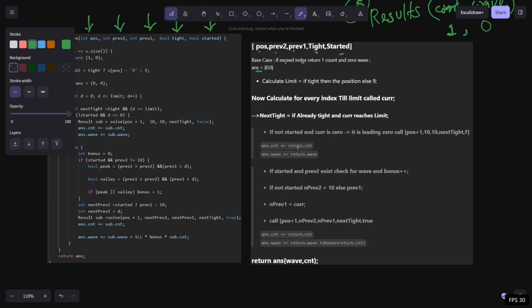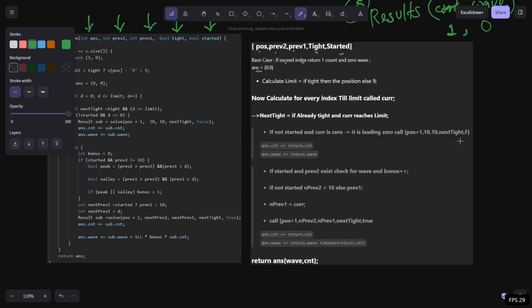And how do we find whether it's a leading zero or not? If not started, the number hasn't started yet, so we haven't got any real number, and the current element is also 0, so it counts as a leading zero, and we pass previous two and previous one as null.